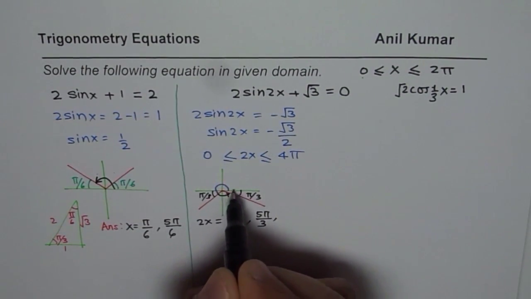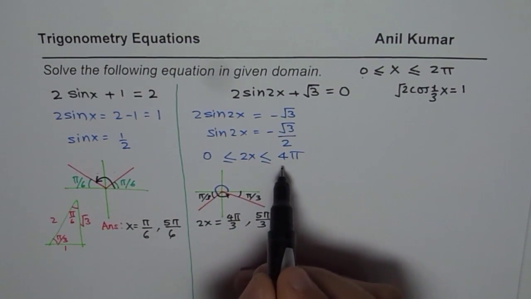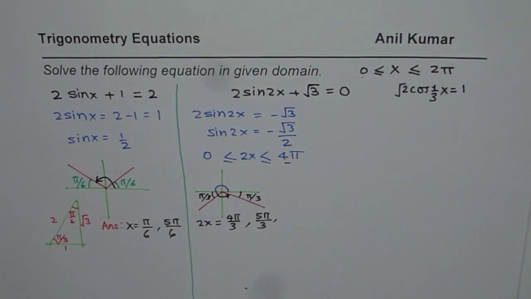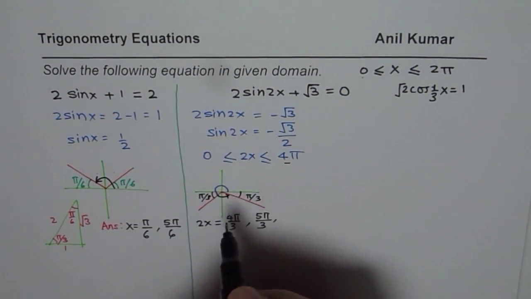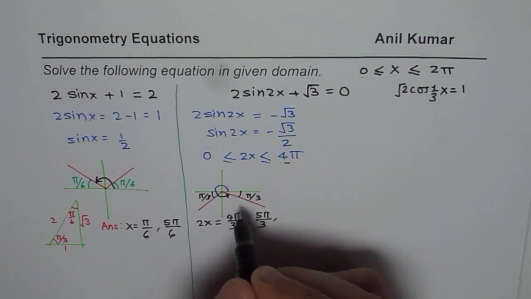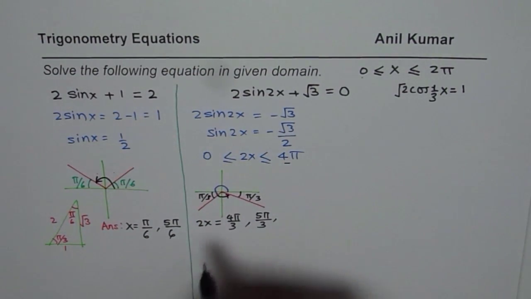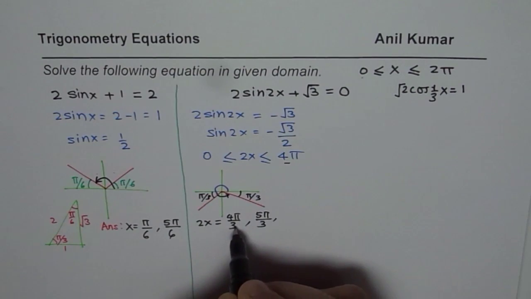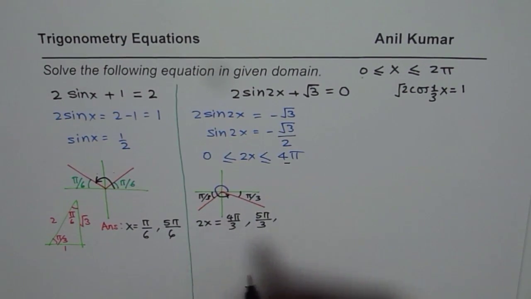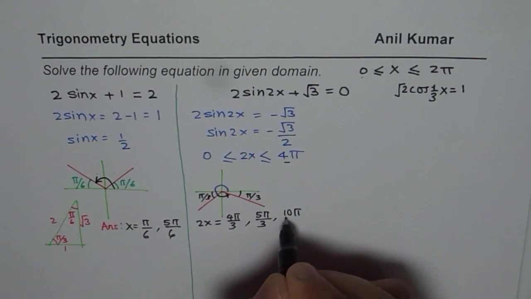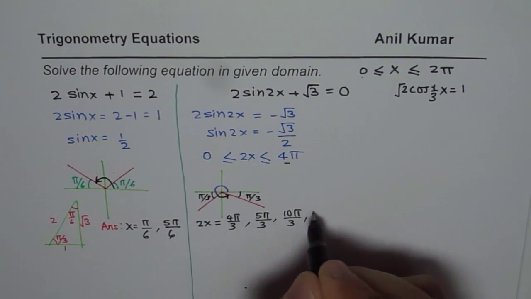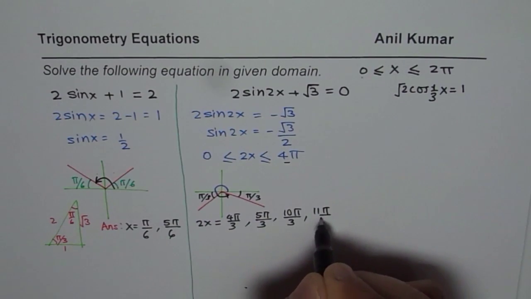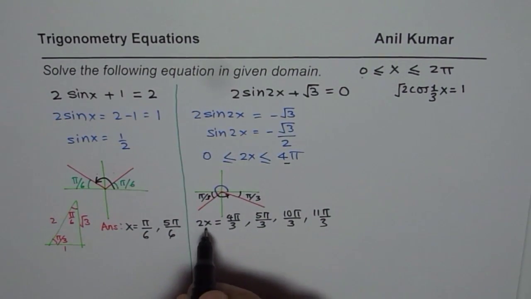And then we have to go one more round, correct? Since the domain is for 2x, not x. That is the kind of thing which we have to work with, right? So we have to add one more round. So we'll add 2 pi to them. If you add 2 pi, 3 times 2 is 6, 6 plus 4 is 10. So we get 10 pi by 3, and 6 plus 5 is 11, 11 pi by 3. So these are 4 solutions for 2x.